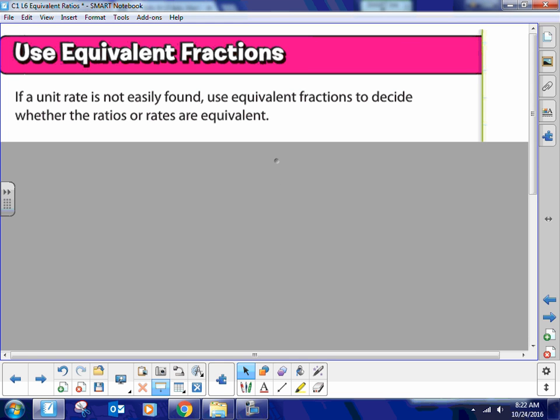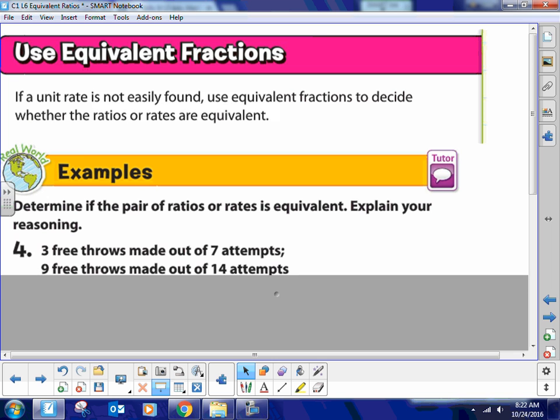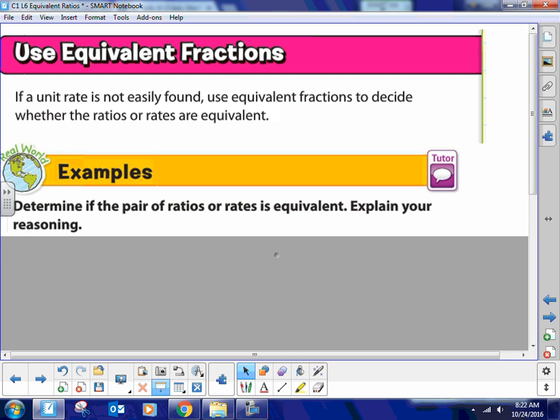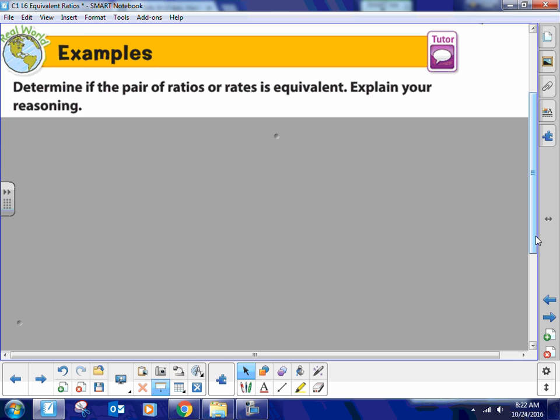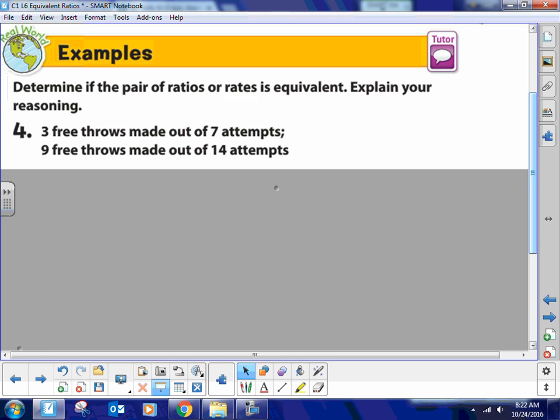Using equivalent fractions. If a unit rate is not easily found, use equivalent fractions to decide whether the ratios or rates are equivalent. Okay, this is another way to tell if rates or ratios are equivalent. Determine if the pair of ratios or rates are equivalent. Explain your reasoning. All right. 3 free throws made out of 7 attempts, or 9 free throws made out of 14 attempts.